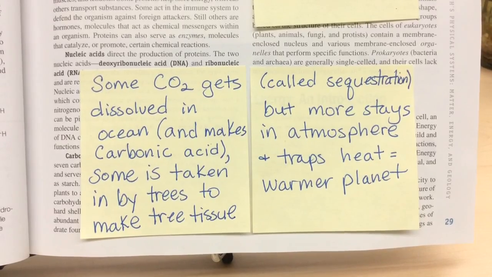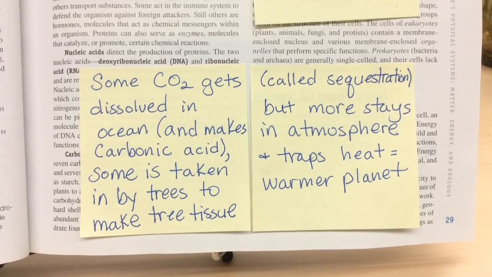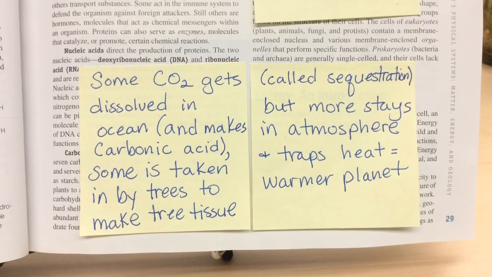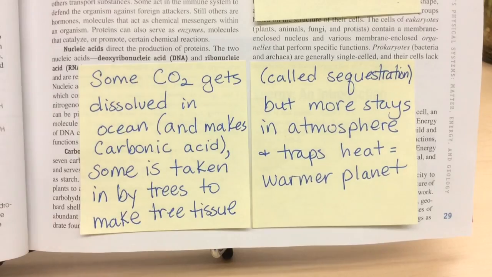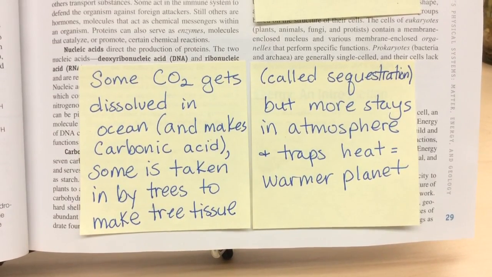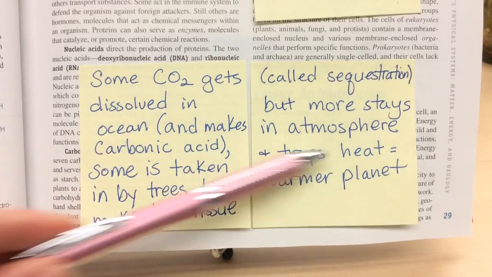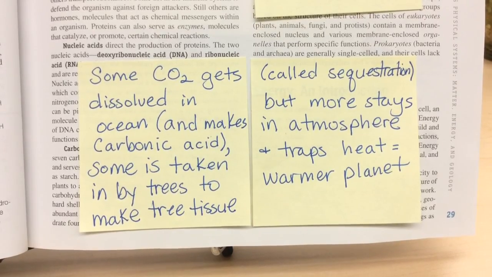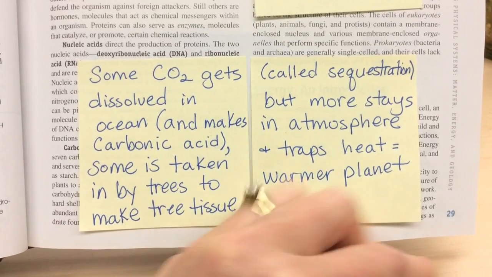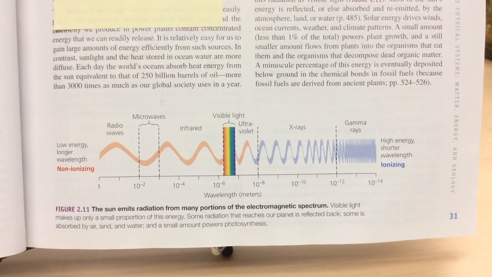Photosynthesis takes carbon dioxide and makes oxygen. But there's not enough plants to absorb all of the carbon dioxide made from burning fossil fuels in our current world. And so some stays in the atmosphere and traps heat and creates a warmer planet. This is basically the basics of global warming. Chapter 18 is really all about it and the science behind it, and you'll understand the research that's going into it in chapter 18. So that's our introduction to it.